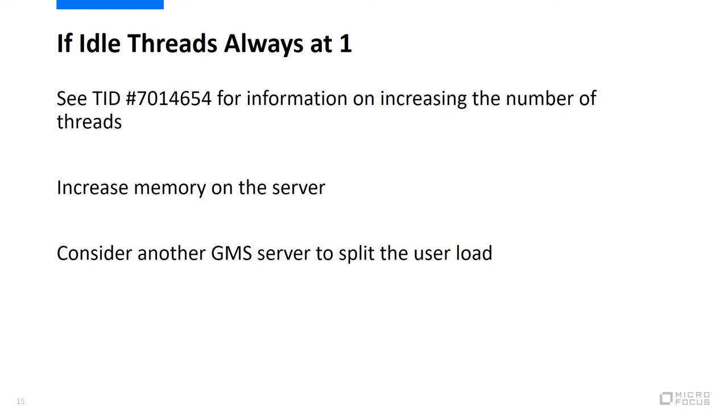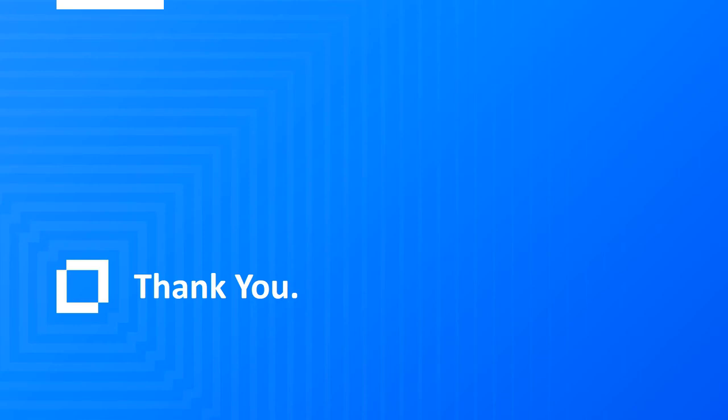The TID number that explains the process of increasing the number of device threads is 7014654. We hope you find this information helpful in troubleshooting your mobility system. Additional help can be found in the online documentation.